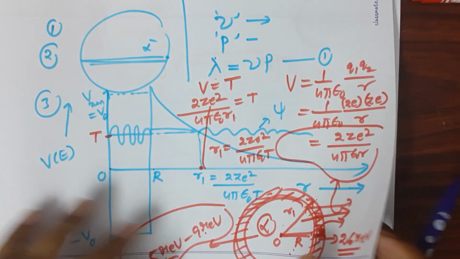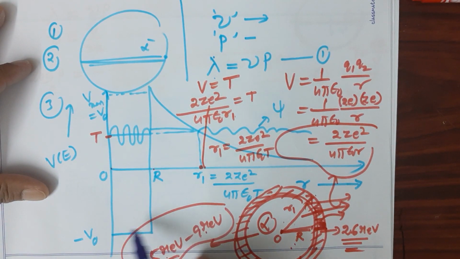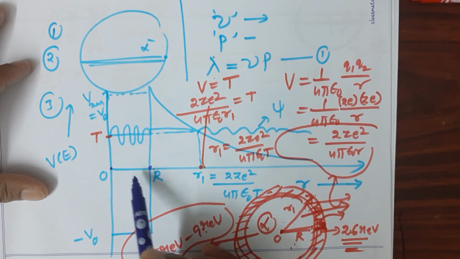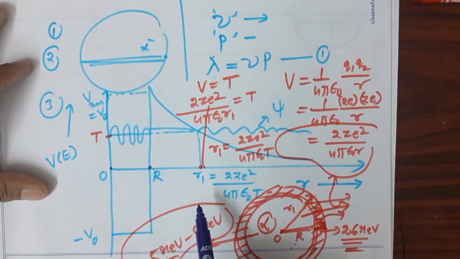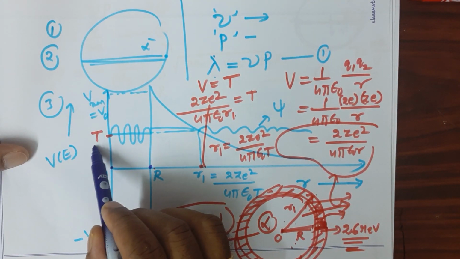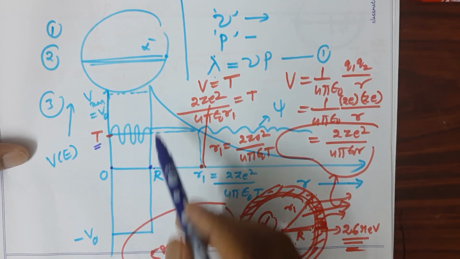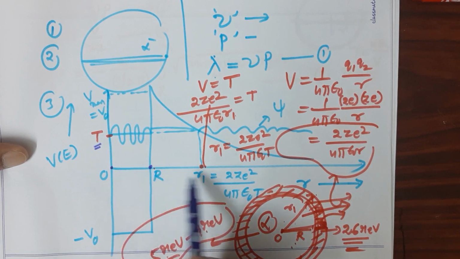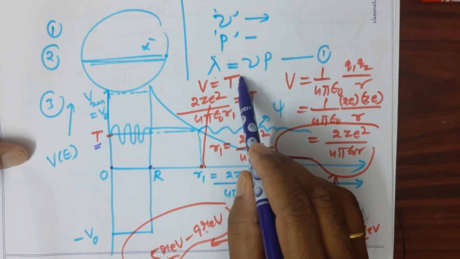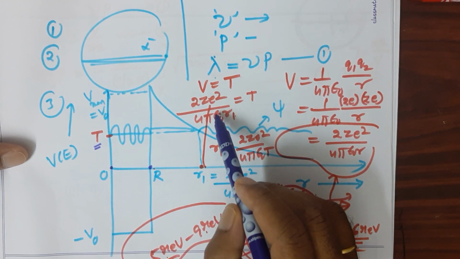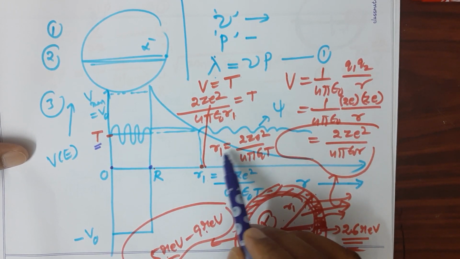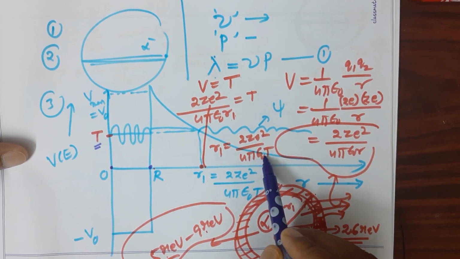So what is that? Yes, this is the graph. This is the potential well. O is the center of the nucleus, R is the radius of the nucleus, right? So this is the maximum potential energy V maximum, where T is the kinetic energy of the alpha particle. At the distance r1 from the center of the nucleus, the potential energy equals the kinetic energy, that is 2Ze square by 4 pi epsilon naught r1 is equal to T. From this we have r1 equal to 2Ze square by 4 pi epsilon naught T.